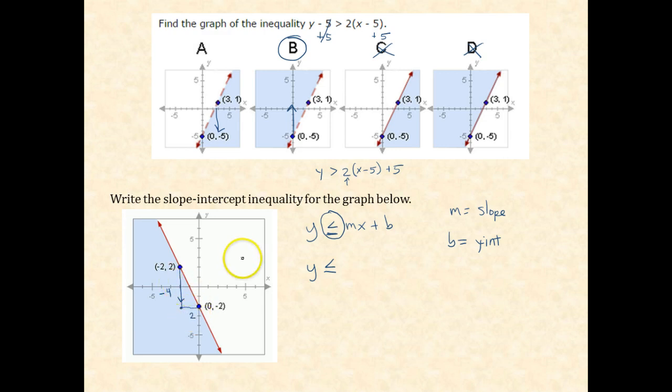So our rise over run was -4 over 2. And that reduces to -2. So -2x is our mx. And then b is our y-intercept. And our y-intercept happens at 0, -2. And so the point is 0, b. So our b value is -2. So y is less than or equal to -2x minus 2 is the inequality for this graph.